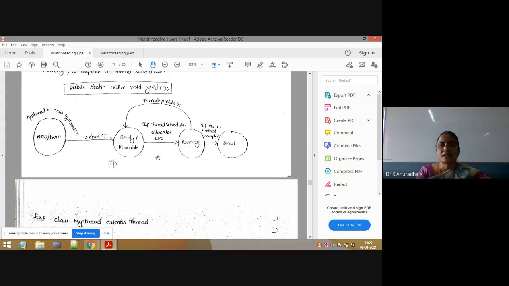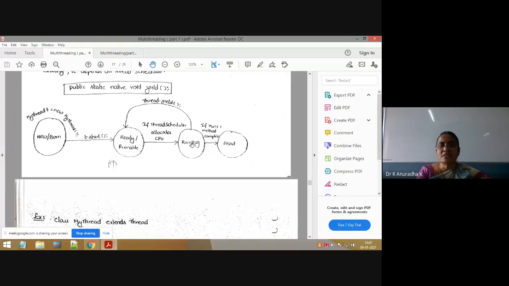Now, last class I already explained this life cycle of thread with the 4 states: 1, 2, 3 and 4. New or born state, ready or runnable state, running state, dead state. So this path I already explained. Now I will extend this life cycle of the thread by using one more arrow. This arrow is from the running state to the ready state.